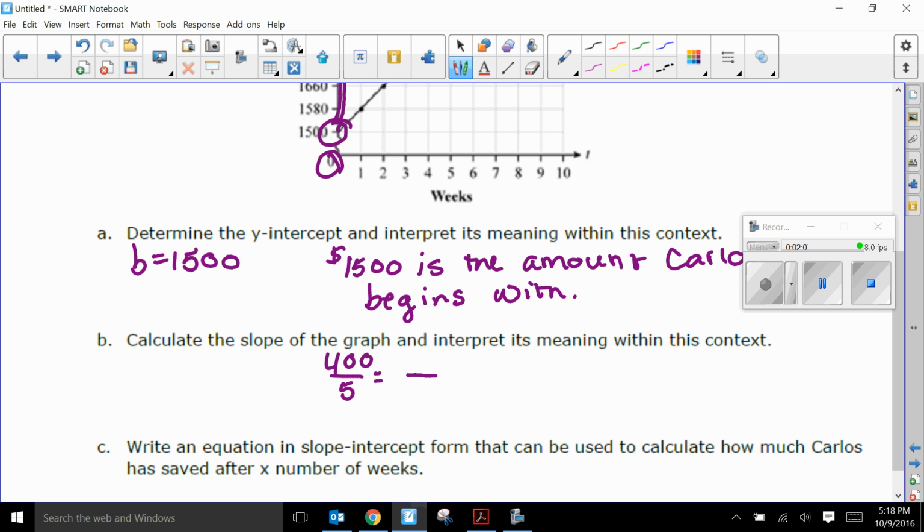I'm going to simplify this so that it's in its simplest form. So 5 goes into both of these. It goes into 400 80 times, into itself 1. So I can really just simplify it to 80. So what does that mean? Carlos saves $80 per week.